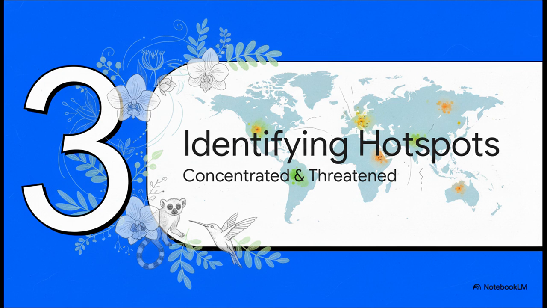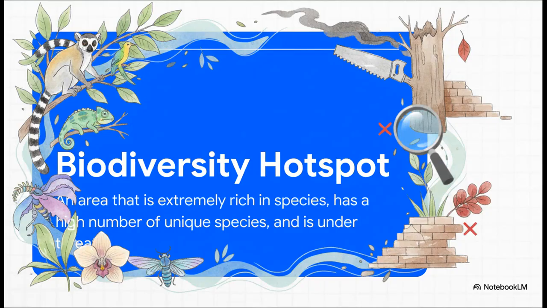So this idea we see in places like the Western Ghats, areas that are both incredibly rich and incredibly fragile, that's not just an India thing. On a global scale, these places have a special name: biodiversity hotspots. And figuring out where they are is one of the most important things we can do to protect life on Earth.